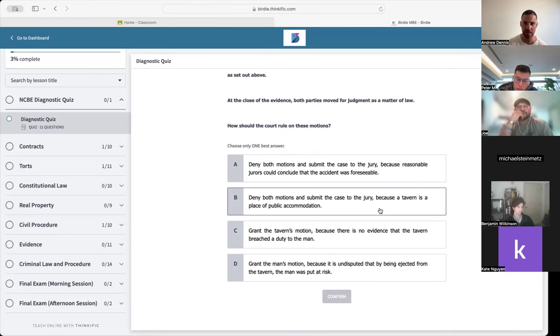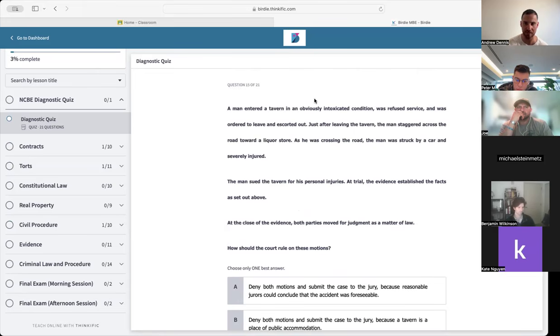So here, they didn't do anything wrong. The man was obviously intoxicated, was refused service, and they told him to leave. Now, we don't even know if there's dram shop liability here, like whether you can be liable for overserving. We don't even know about that. But they didn't overserve the man. They just told him to get out.